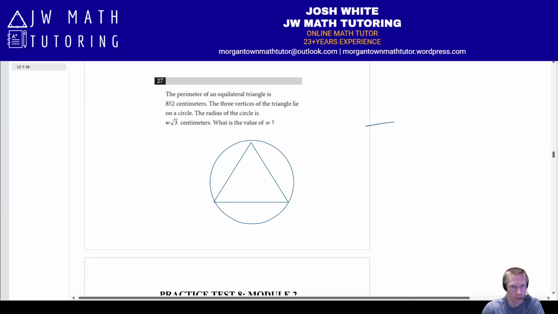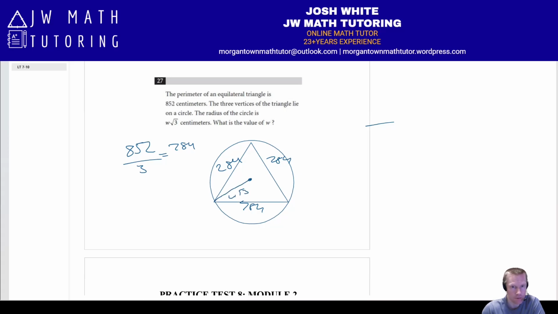All right, so we know that each side of this equilateral triangle will be 852 divided by 3, which is 284 centimeters. So 284, 284, 284. And they want to know the value of the length of the radius. So here is an example of a radius, w root 3.